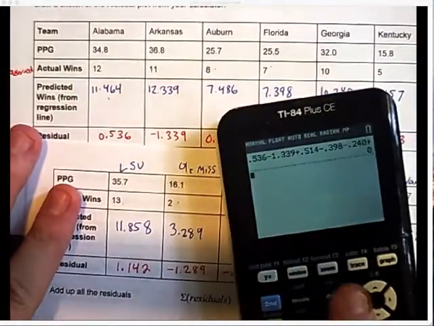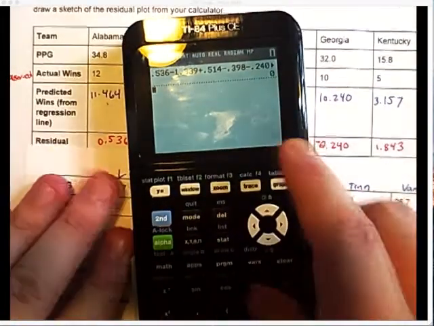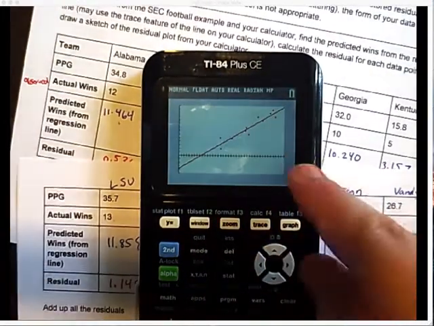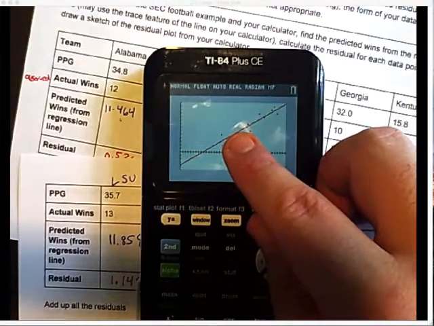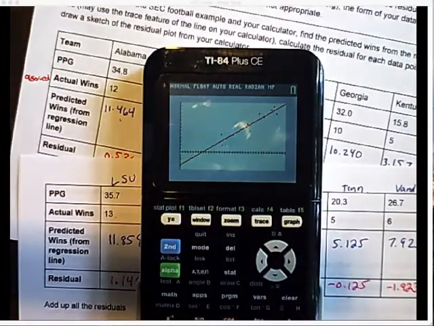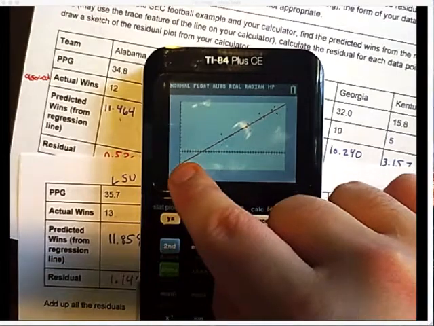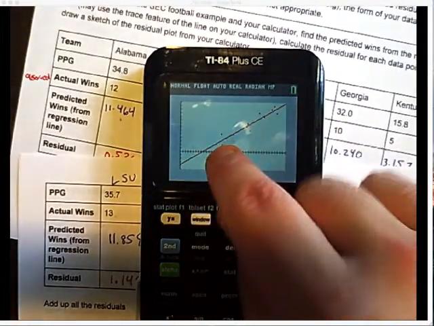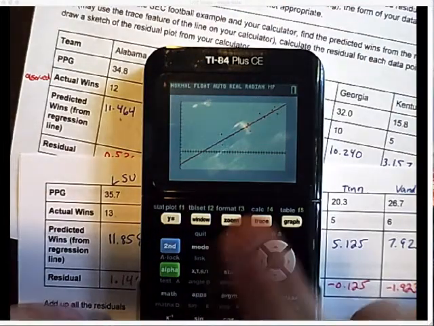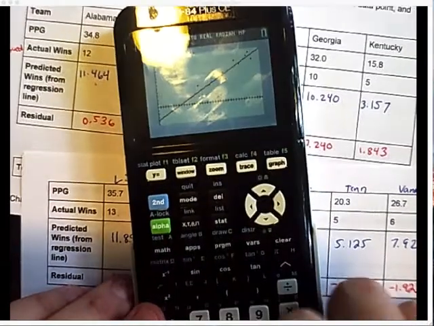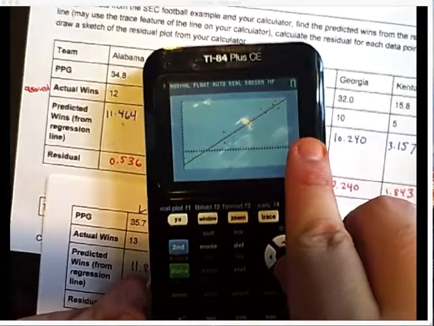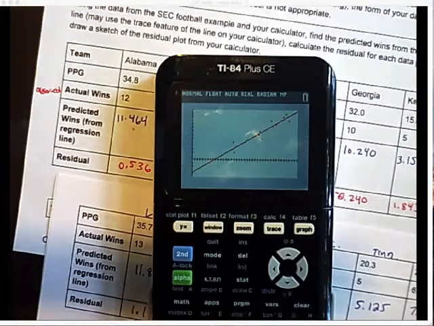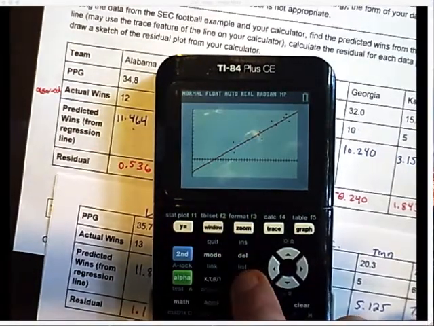Now, there's an easier way to figure out what the residuals are. Remember our graph. We made our scatter plot after we put in our data to list 1 and list 2. We did our linear regression and got our regression line. After you do linear regression, the calculator will actually store the residuals for you. The calculator knows what these vertical distances are. So here's how you can display them.